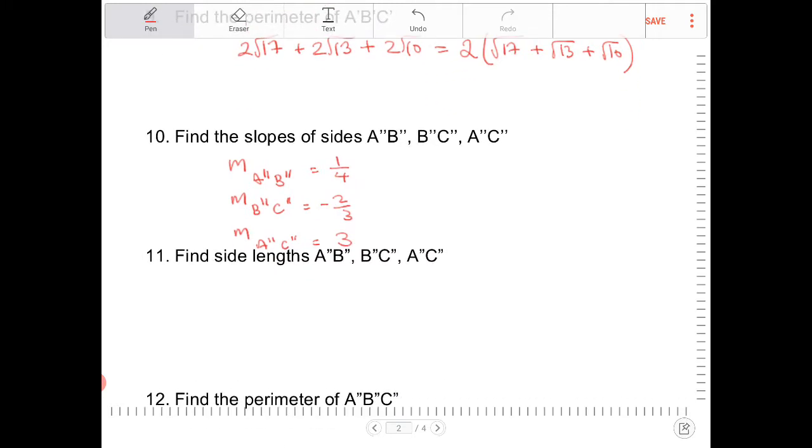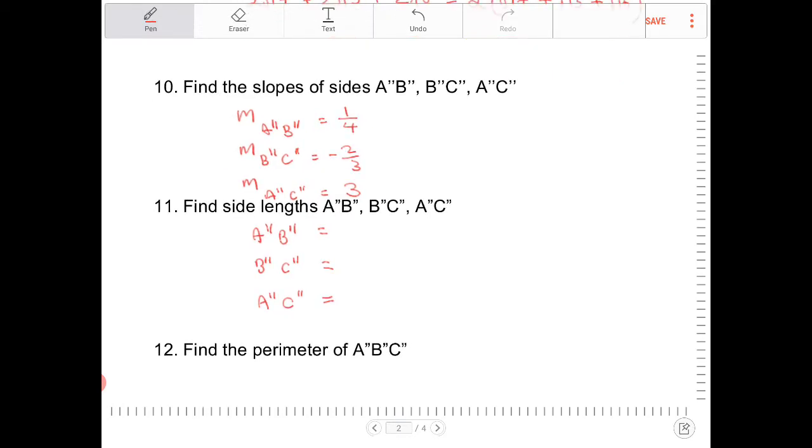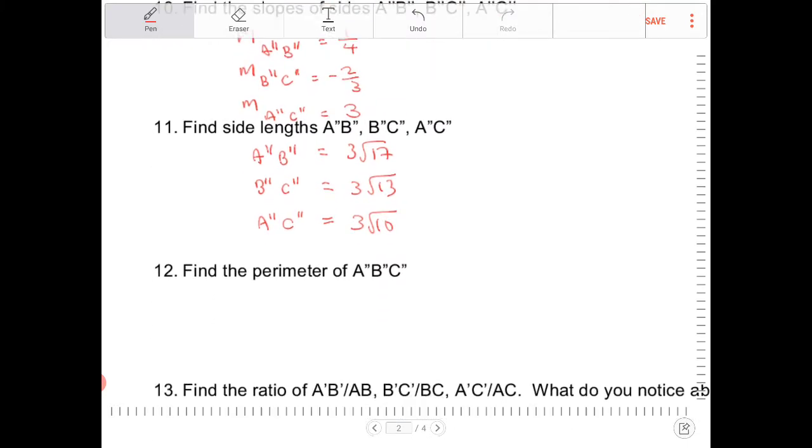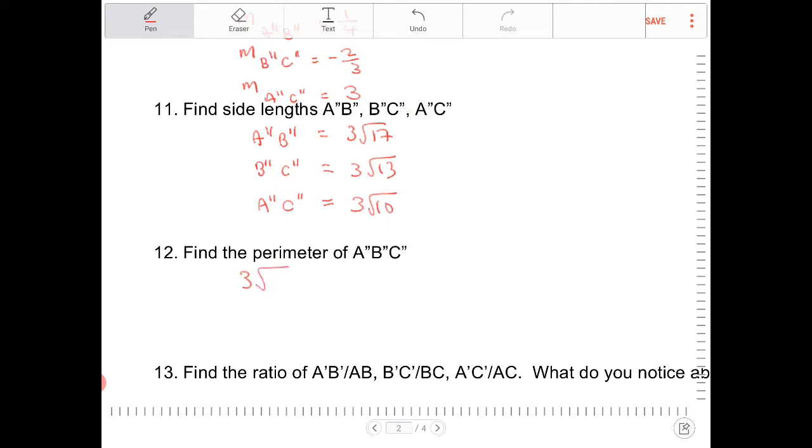The side lengths of A double prime, B double prime, B double prime, C double prime, and A double prime, C double prime. The lengths will be multiplied by 3. So it's 3 square root of 17, 3 square root of 13, and 3 square root of 10. Likewise, 3 square root of 17 plus 3 square root of 13 plus 3 square root of 10 will be the perimeter, and this will be 3 times the original, the pre-image.